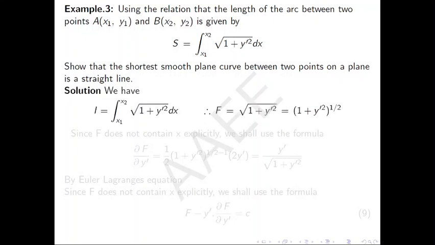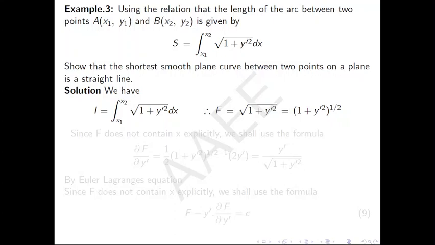This sum is different from the previous two. It is a little like a descriptive sum. Here we have been given the formula relating the length of the arc between 2 points A and B, where the coordinates of A are x1, y1 and the coordinates of B are x2, y2, and here we have to show that the shortest plane curve between 2 points on a plane is a straight line.